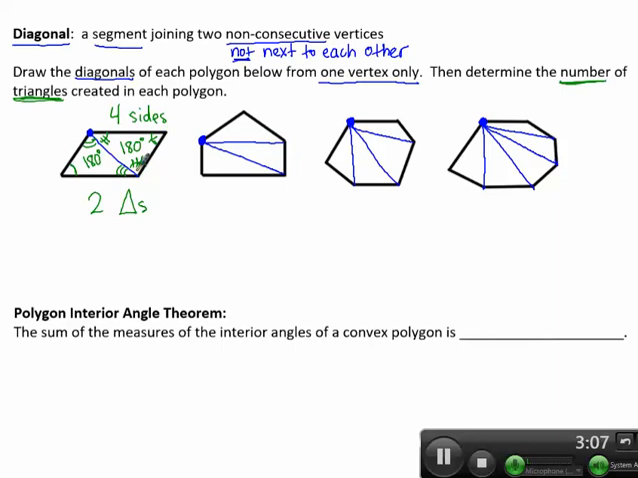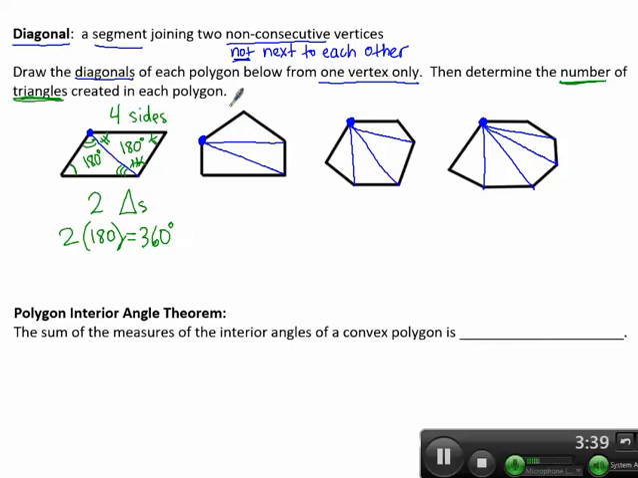So these angles are all touching the vertices of the polygon. If these interior angles add up to 180 and these interior angles add up to 180, that's going to tell me how much all of the interior angles add up to if I add up all of those angles. So I've got two 180s. I can do 2 times 180, and that makes 360 degrees. In the quadrilateral, the interior angles add up to 360 degrees.